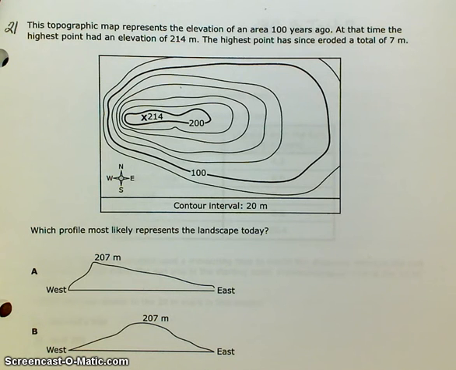Number 21. This topographic map represents the elevation of an area 100 years ago. At that time, the highest point had an elevation of 214 meters. The highest point has since eroded a total of 7 meters. Which profile most likely represents the landscape today?